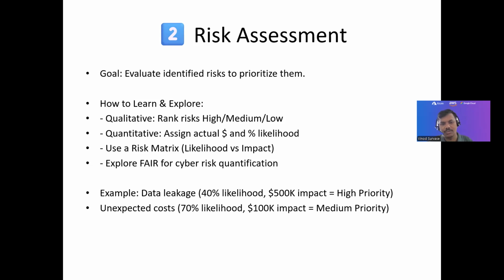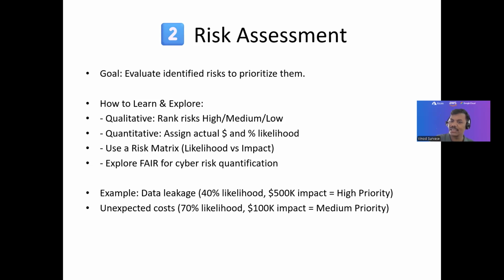And then, for example, you can see in the example data leakage, which is a 40% likelihood, which is going to impact 500K, right? And that's the high priority, right? So unexpected costs, which is 70% likelihood, which is 100K impact with medium priority. So this way you need to identify and prioritize those risks, right? And on the basis of that, you can go ahead and respond to those risks.